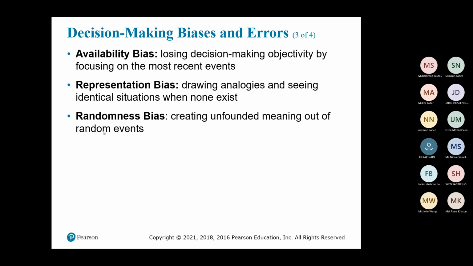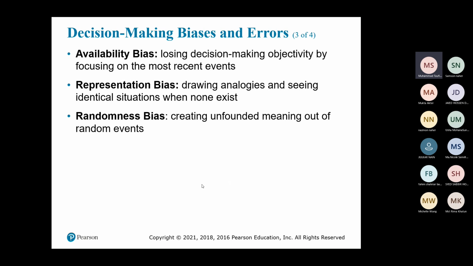And then the next one is randomness bias. Randomness bias is creating unfounded meaning out of random events. The randomness bias describes the action of a decision maker who tries to create meaning out of random events. They do this because most decision makers have difficulty dealing with chance, even though random events happen to everyone, and there's nothing that can be done to predict them.